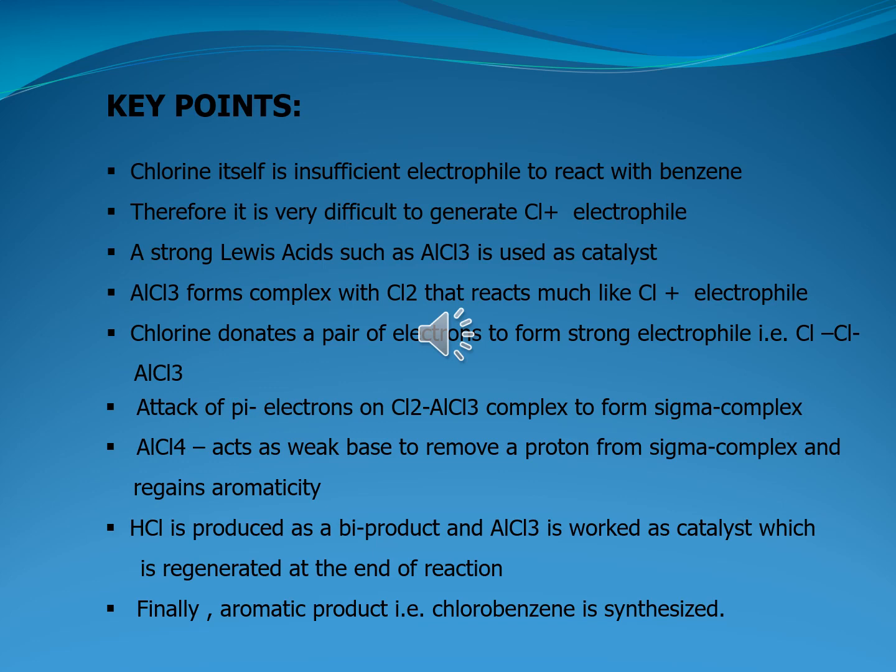Attack of pi electrons on the chlorine aluminum trichloride complex forms a sigma complex, that is our first intermediate. Aluminum tetrachloride acts as a weak base to remove a proton from the sigma complex and regains the aromaticity. Hydrochloric acid is produced as a byproduct and aluminum trichloride, which worked as the catalyst, is regenerated at the end of the reaction. Finally, the aromatic product, that is chlorobenzene, is synthesized.